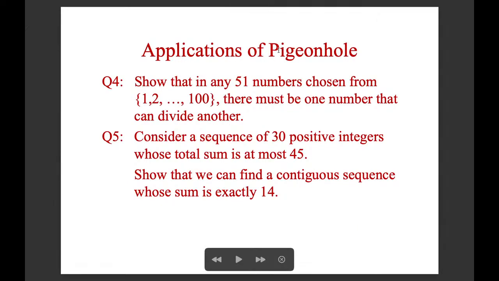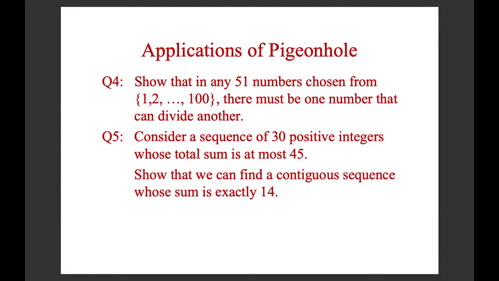Okay, another example. This one is easy. We want to show that in any 51 numbers from 1, 2, 3 up to 100, there must be one number that can divide another. Notice that 51 is necessary to guarantee this. If we have just 50 numbers, then it may not be true.